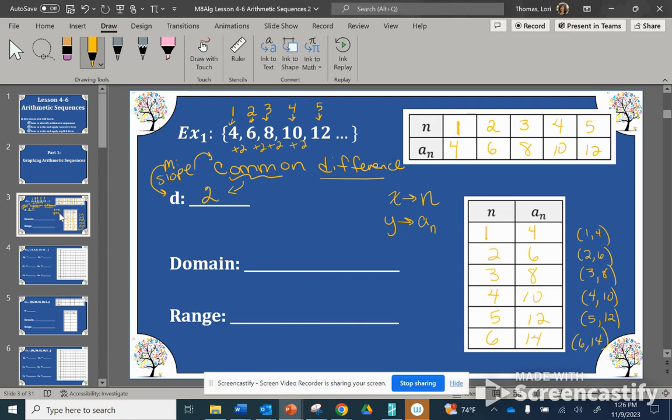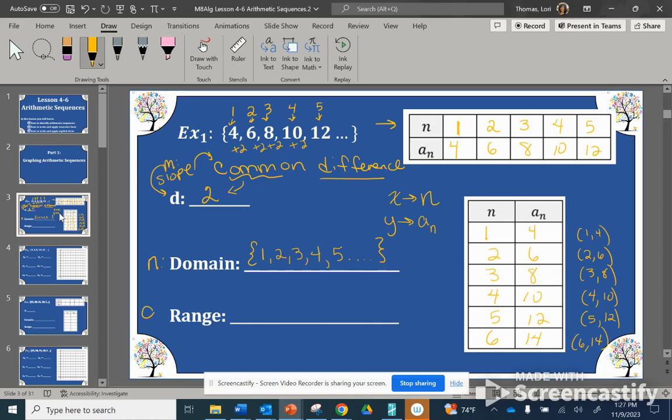So let's take a look at our domain. Our domain, which is represented with n, are the positions. So we're going to use curly brackets. We're not going to use interval notation because we don't have like a 1.5 term number. Okay, so we have to list these: 1, 2, 3, 4, 5, and so on.